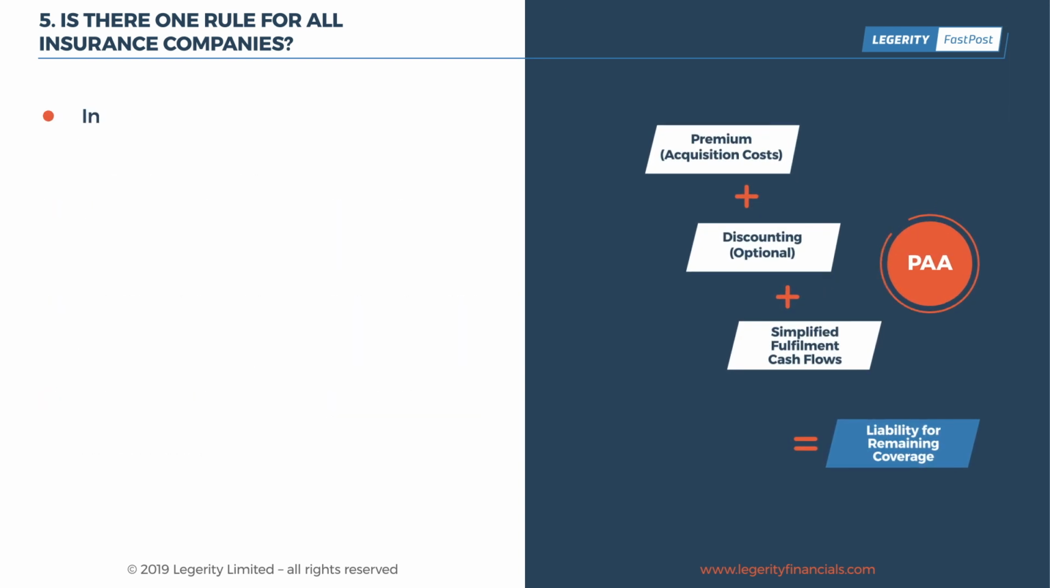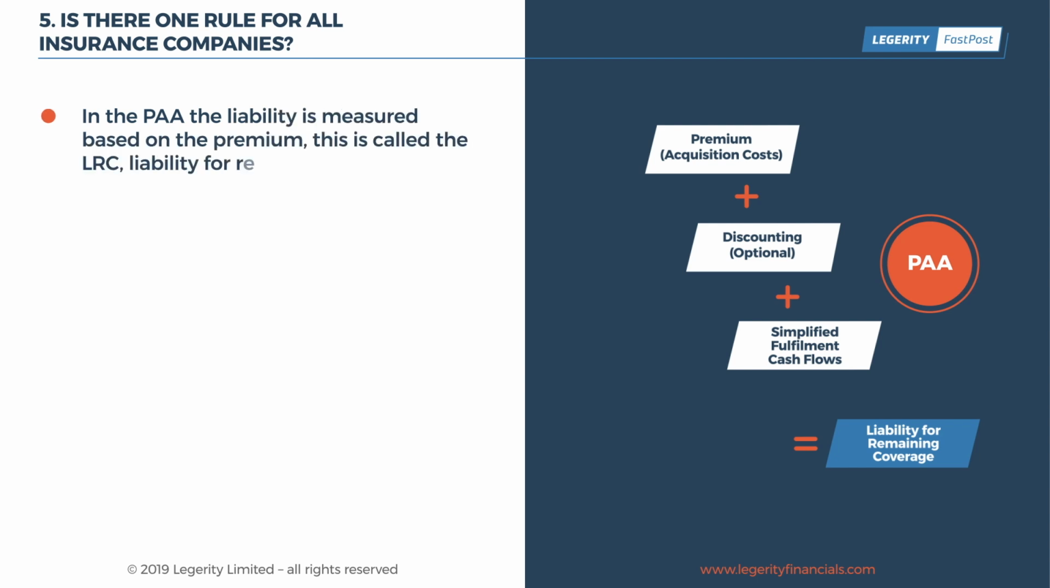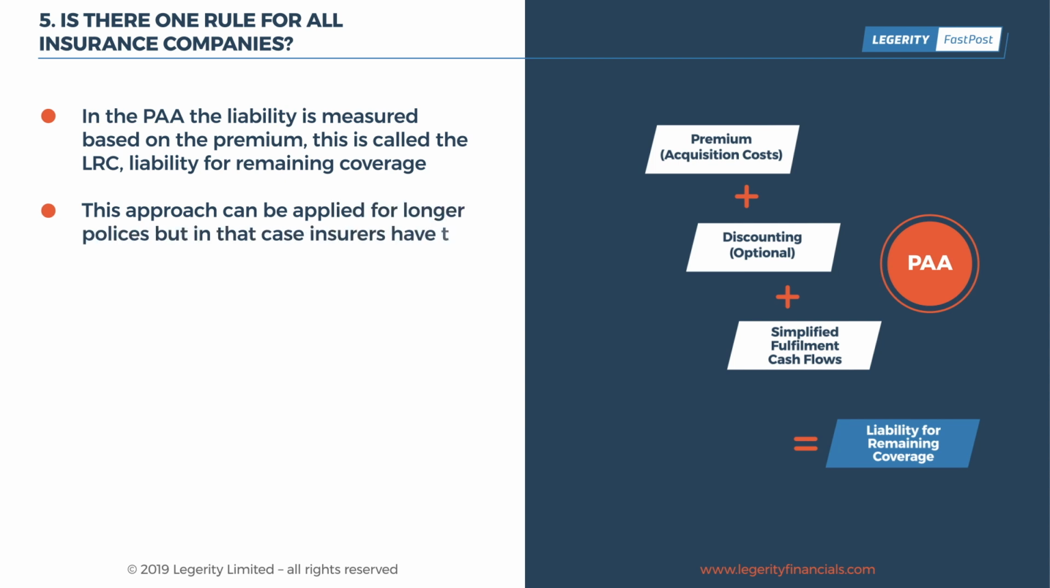There is a simplified version for policies of less than 1 year called the premium allocation approach or PAA. In the PAA, the liability is measured based on the premium. This approach can be applied for longer policies, but in that case, insurers have to show the result is similar to the general model.